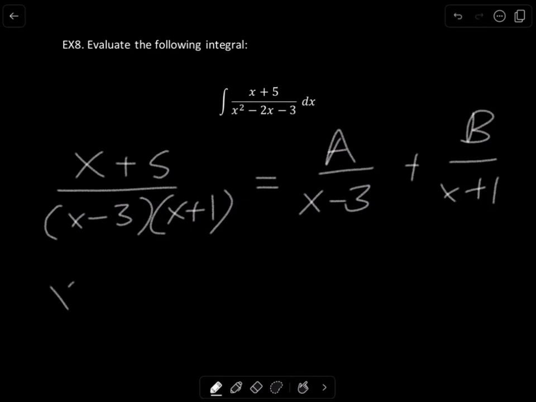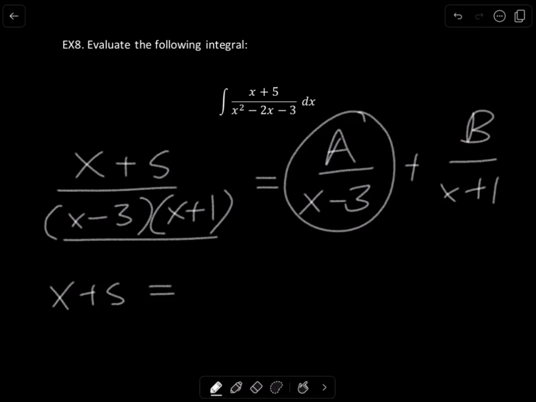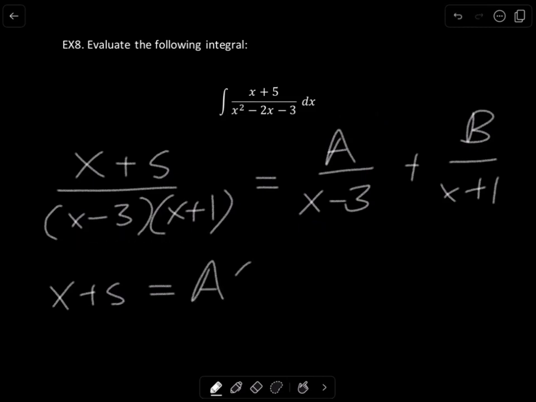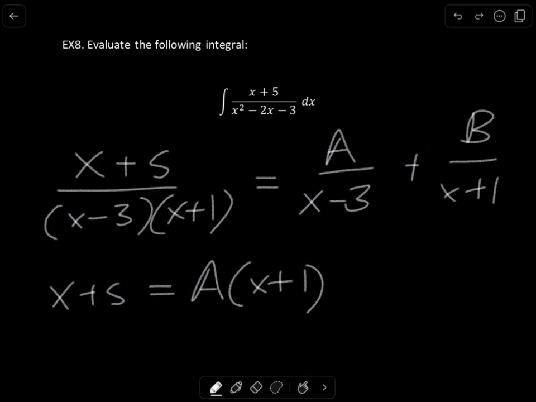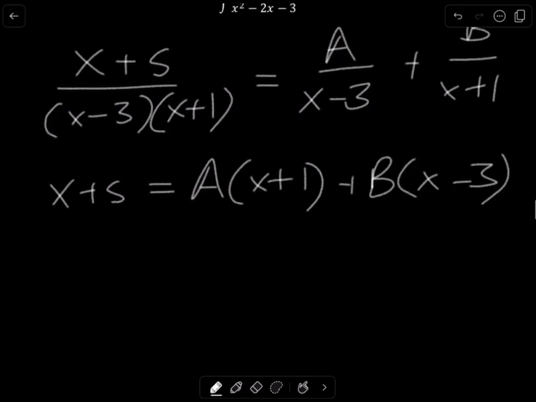That will give me x plus 5 is equal to, and then x minus 3 times by x plus 1 multiplied by a over x minus 3. The x minus 3's cancel off, and I will get a into x plus 1. And then take this term and multiply it by b over x plus 1. The x plus 1's cancel off. I will get plus b into x minus 3. Great.